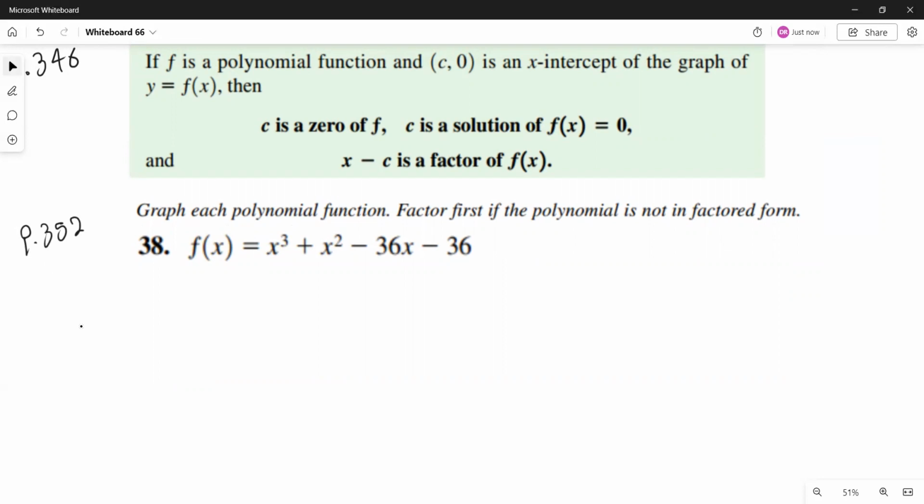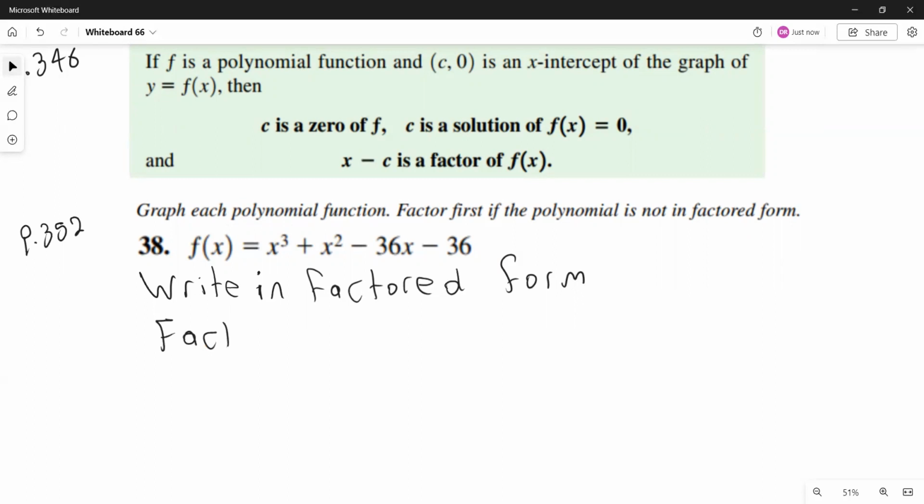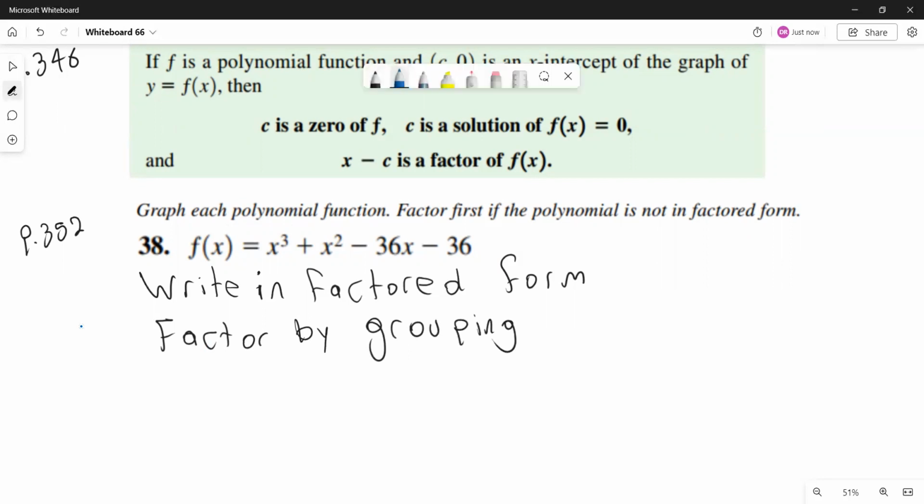Okay, so we need to factor by grouping. We're going to write in factor form. That is going to give us the x-intercepts. And in order to write in factor form, we need to factor by grouping. So that's a topic from elementary algebra. We're going to group the first two terms and the last two terms.